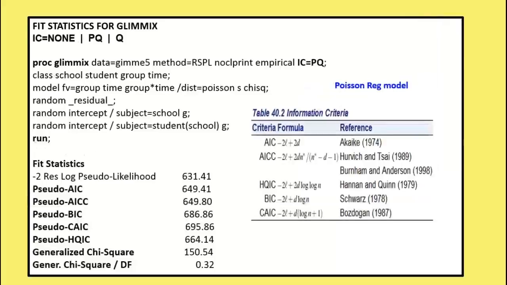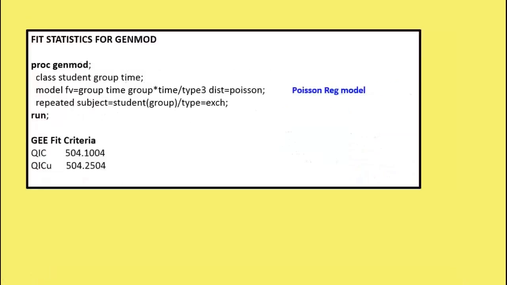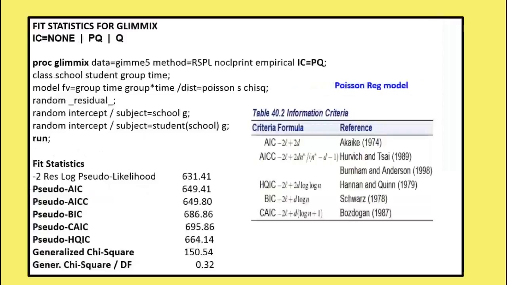So in general, if you're fitting fit statistics for a GLIMMIX model, when you're allowing yourself to not deal with a linear model, this was Poisson regression, this is Poisson regression for GENMOD. When you're fitting a Poisson regression GLIMMIX model, you're getting a whole bunch of fit statistics with slightly different names. Why are they called pseudo AIC and pseudo AICC?